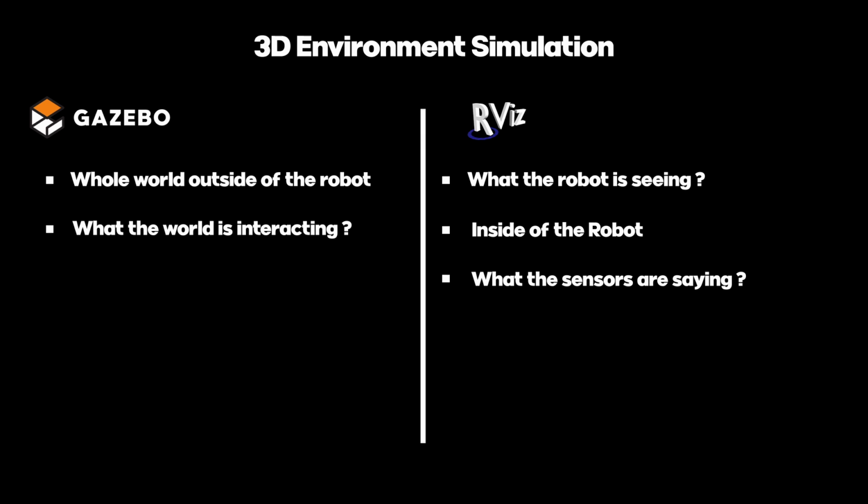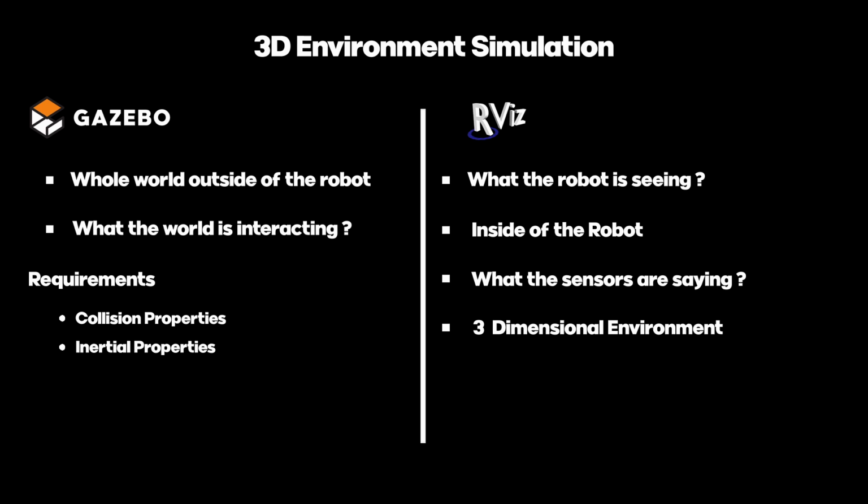Now in Gazebo we have two requirements. We need to have collision properties, we need to have inertial properties. These two are not required in ROS because in Gazebo we have a 3-dimensional environment which deals with physics. Graphical engines are there, so we need to take care of these things.